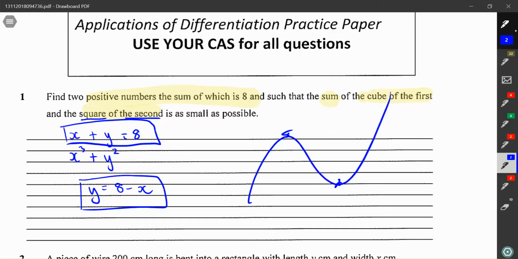I'm just thinking there needs to be one extra small thing. They haven't told sum of the cube of the first and the square of the second. I just realized that sounds a bit funny. Let me just do that again. Sum of two positive numbers, which is 8. X plus y is 8, such that the sum of the cube of the first and the square of the second, which I've done right, is as small as possible.